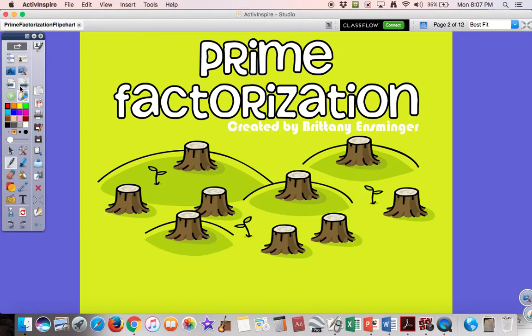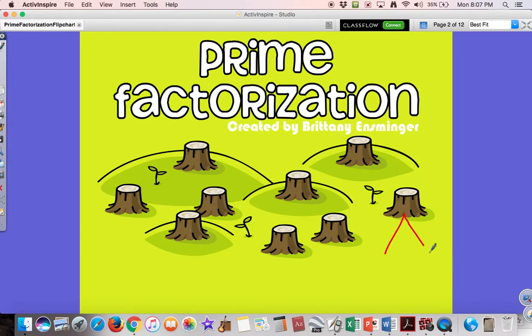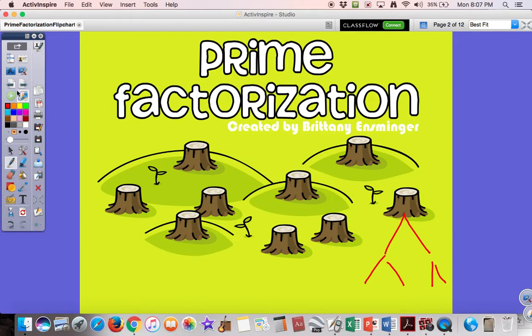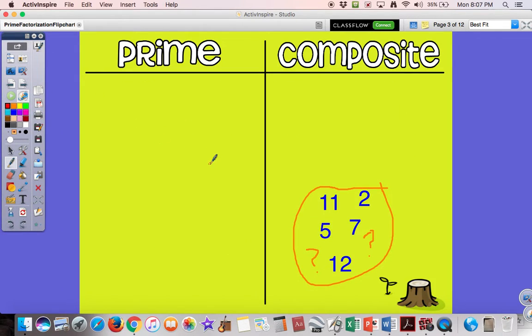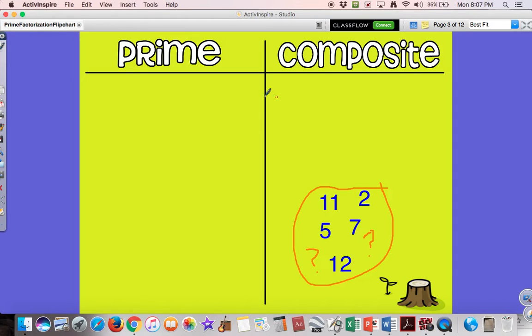Next slide. Okay, we're going to do prime factorization. You did this last year. You made these trees, and you got down to the prime numbers. We're going to do it again. So let's just remember what prime and composite is. I'm going to have the guest teacher put this on pause, and then you turn to your partner and talk about the definition of prime and the definition of composite.